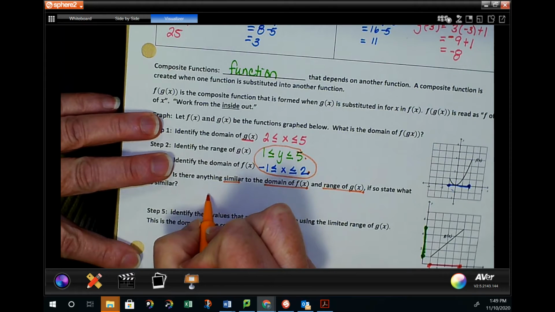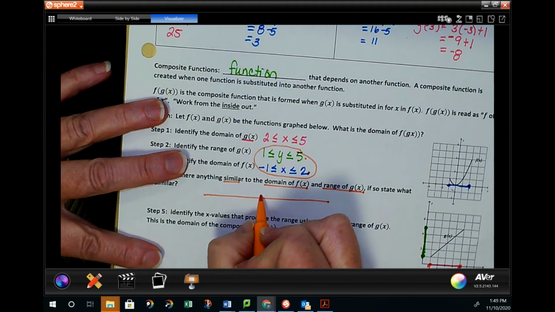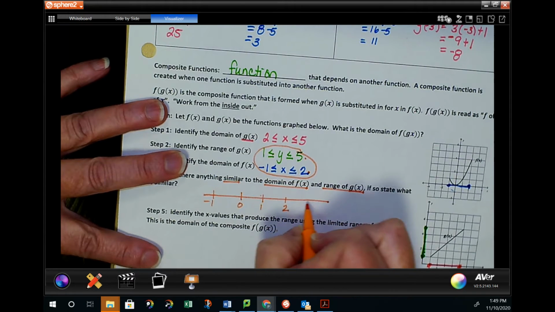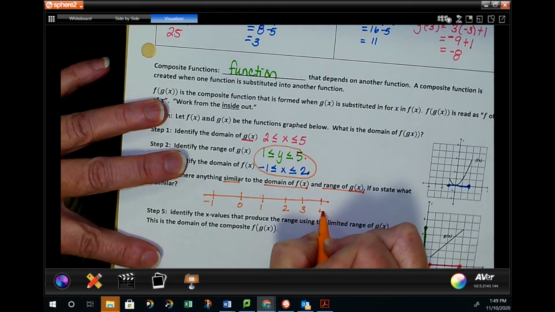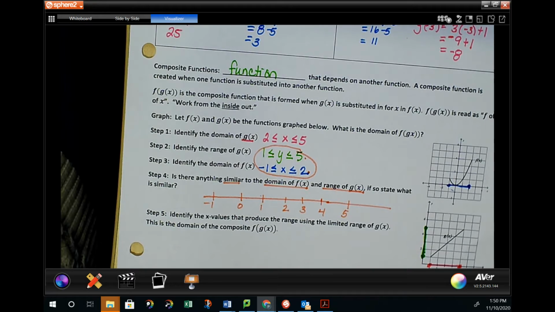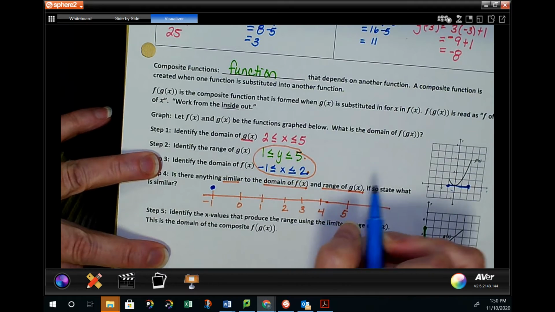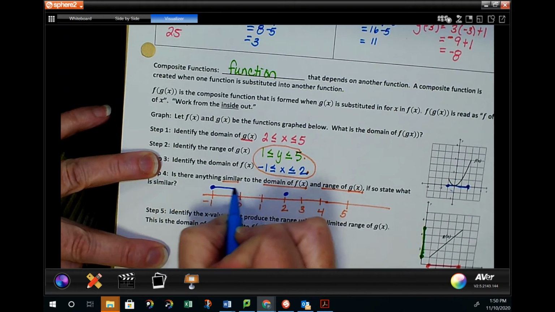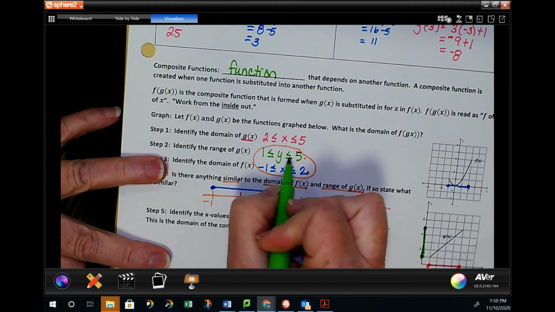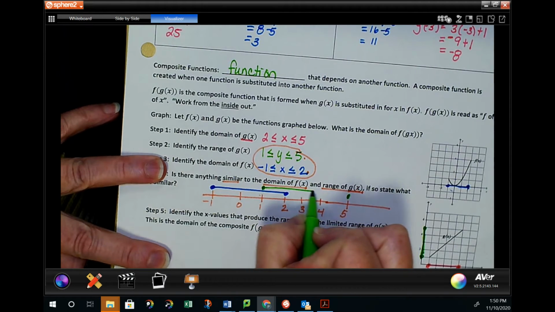I'm going to draw a number line because it actually helps me out. This is 0, this is -1, 1, 2, 3, 4, and 5. So I do a number line, and I color code it. The domain of f of x goes from 1 to 2, and I color code that. And then right above it, I'm going to look at my range. This goes from 1 all the way out to 5.